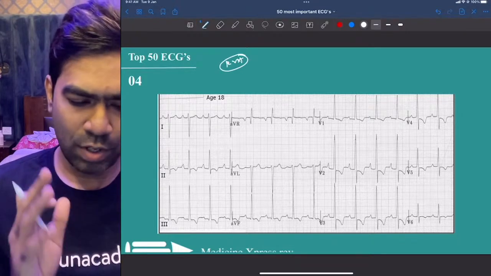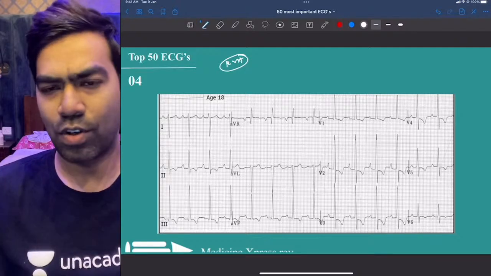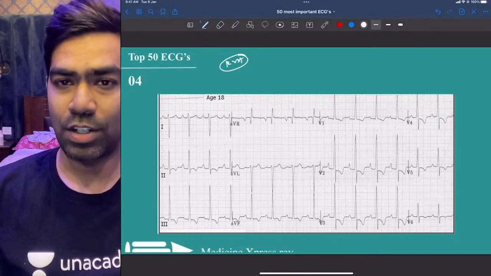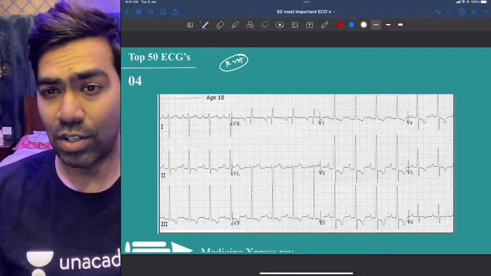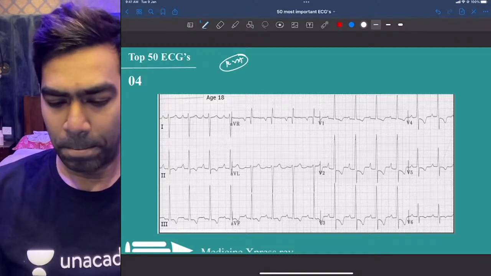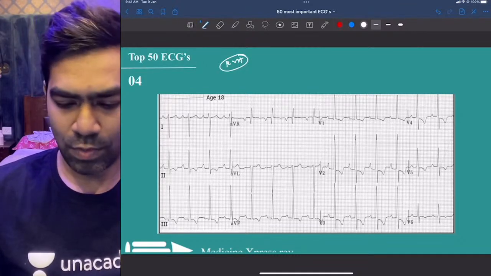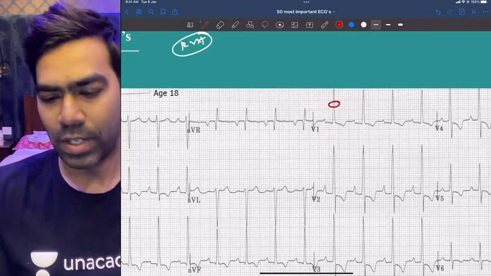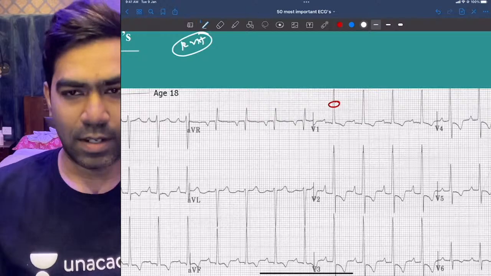We know that for left ventricular hypertrophy we have plenty of causes, but the number one cause once again is going to be systemic hypertension. Now coming to right ventricular hypertrophy, how do you diagnose it? First of all, look at the R wave in lead V1. What does the criteria say?